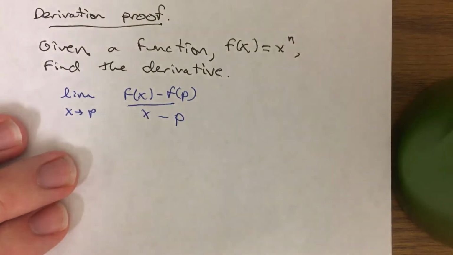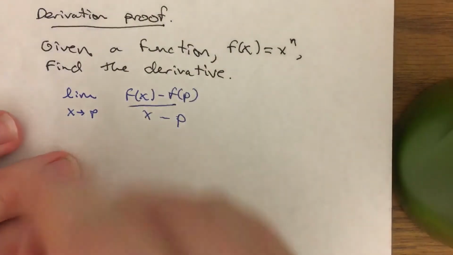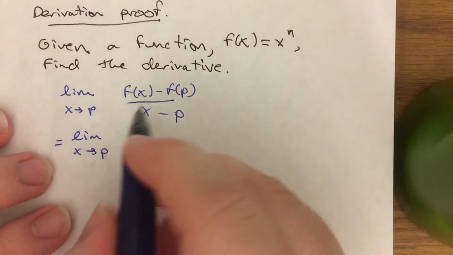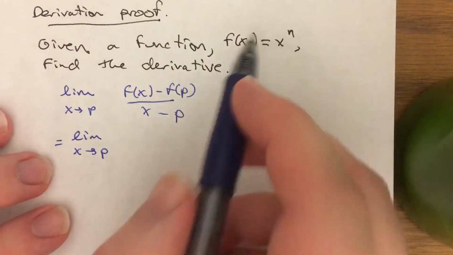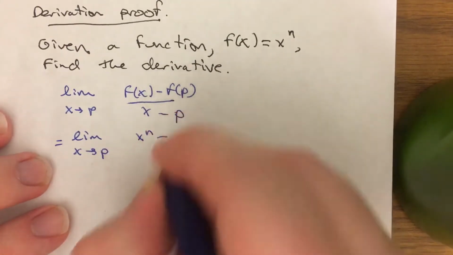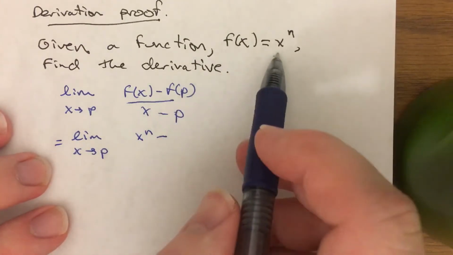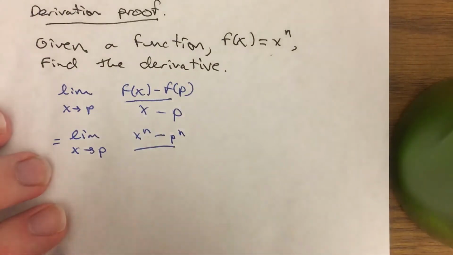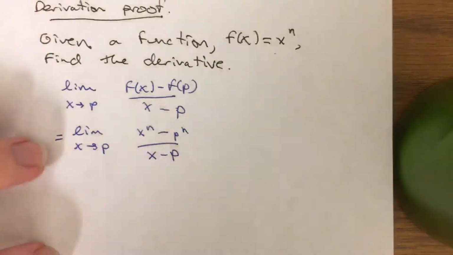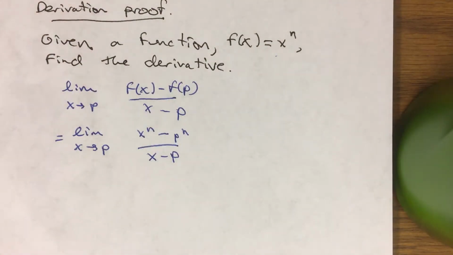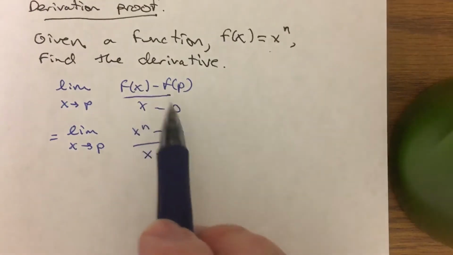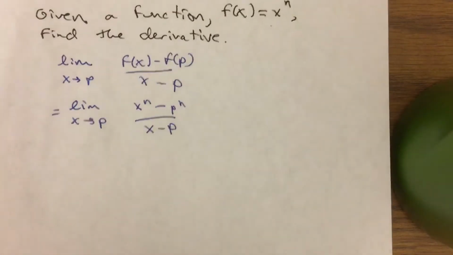Great. So now we're going to use our function and substitute. So this is equal to the limit as x approaches p. f of x is x to the n. f of p, just plug in the p, is p to the n over x minus p. Now, wouldn't you just say, hey, we can just plug in p right away? Well, there's a reason why we can't: it makes the denominator 0. So we're trying to get rid of that right now.